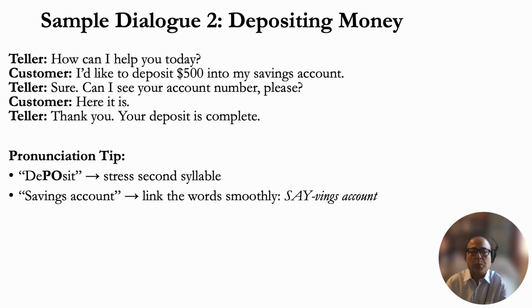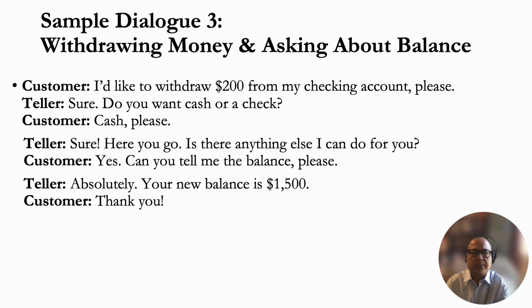The teller says, "Sure. Can I see your account number, please?" "Here it is." "Thank you. Your deposit is complete. Would you like a receipt?" "Sure." So pronounce the word deposit. Deposit. Remember to stress the second syllable. Not the first, not the third, but the one in the middle. Savings account. Do not say savings account. Link the two. Connect the two words, okay? Savings account. So keep practicing and your pronunciation will improve.